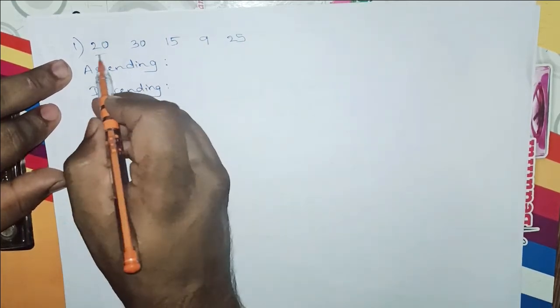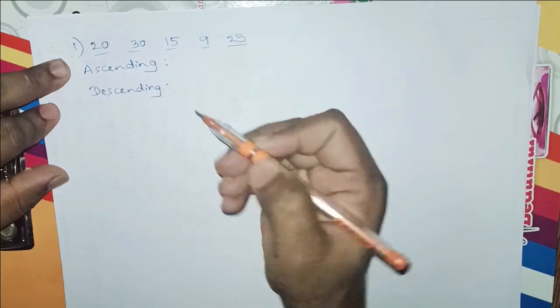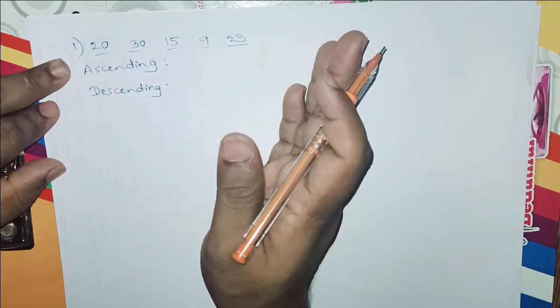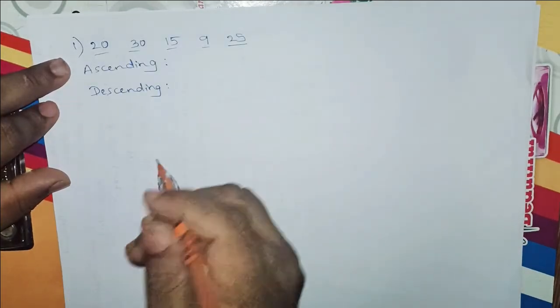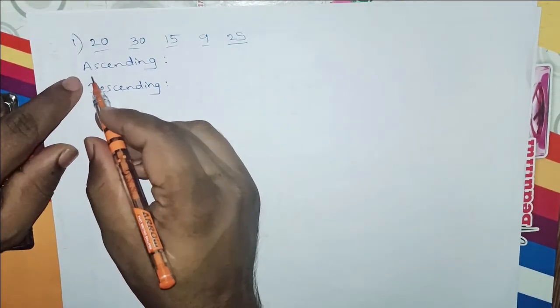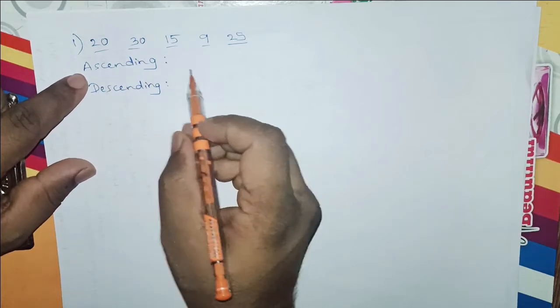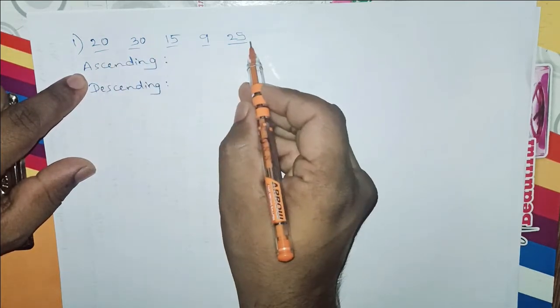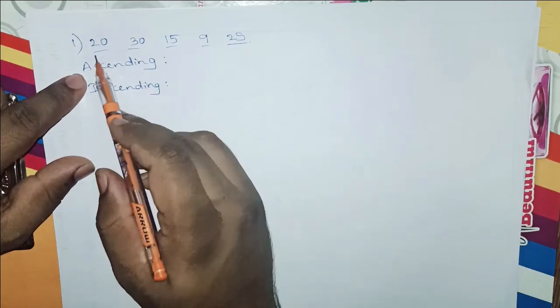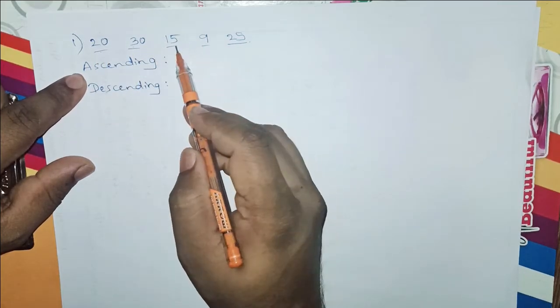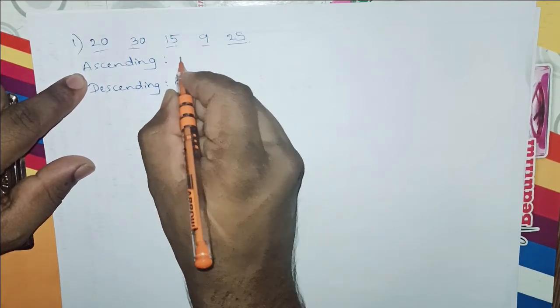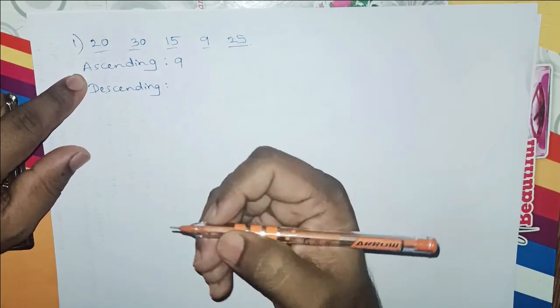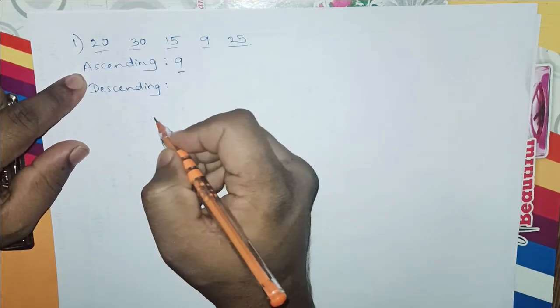Okay kids, so here I have considered one example. Here a sequence of numbers is given. They are randomly arranged. Now we have to arrange them in ascending and descending. What I said is, in ascending you should start with the smaller number. So here in these numbers, 20, 30, 15, 9 and 25, which is the smallest one? That is 9. First you write the smallest number in ascending, right?